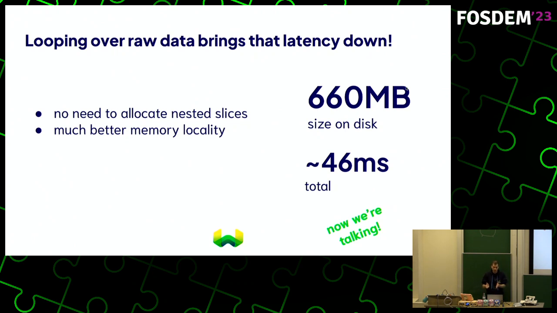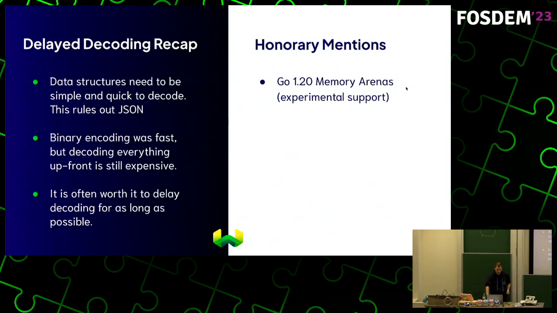Of course, our footprint of the data on disk hasn't changed because it's the same data that we're reading. We're just reading it in a slightly more efficient way. We don't have to allocate slices, and also because we don't have these nested slices, slices that have pointers to other slices, we have better memory locality. And now we're at 46 milliseconds, and that is cool. So 46 milliseconds is basically the time frame that can be acceptable for a database.